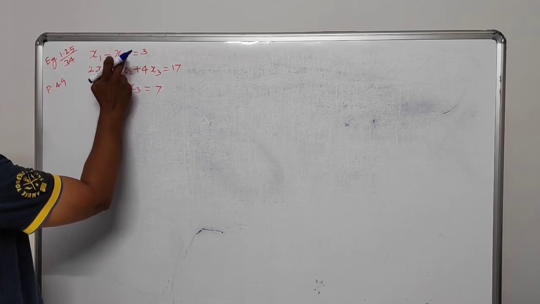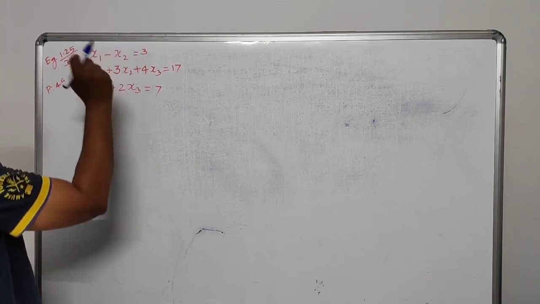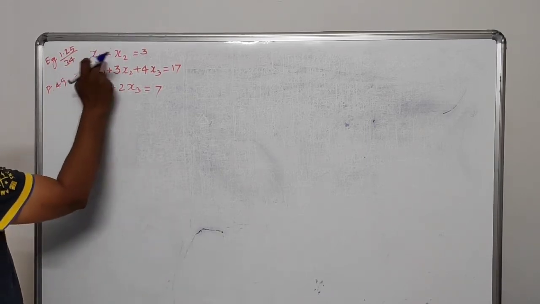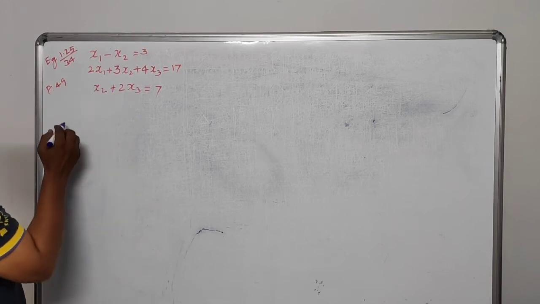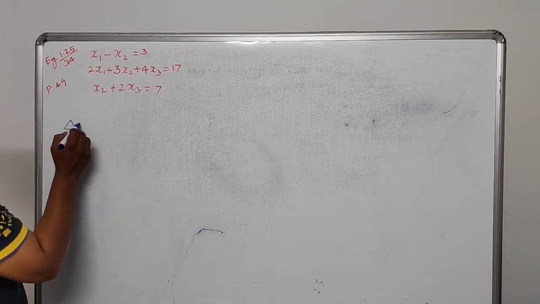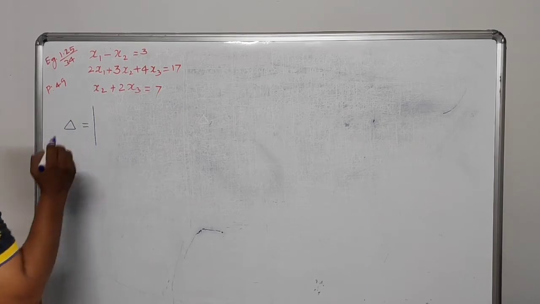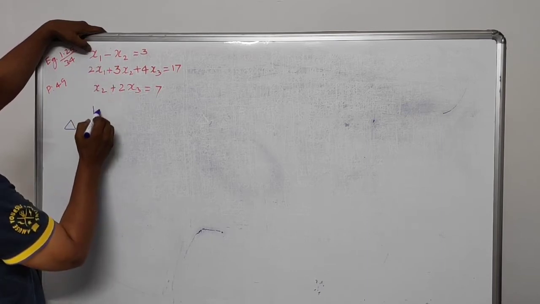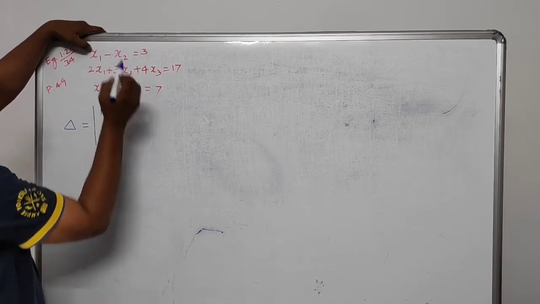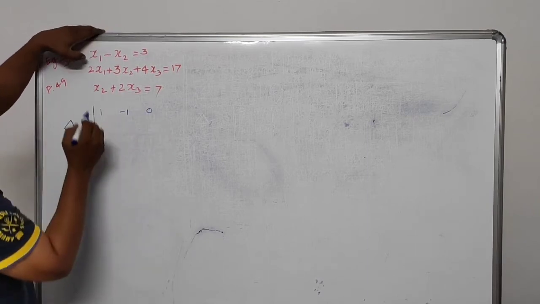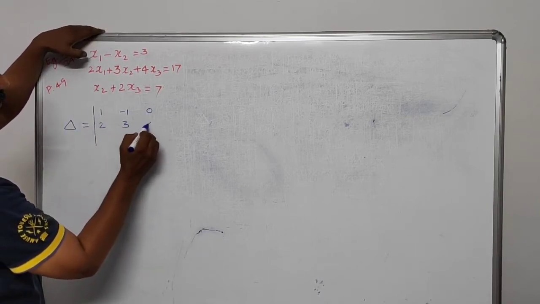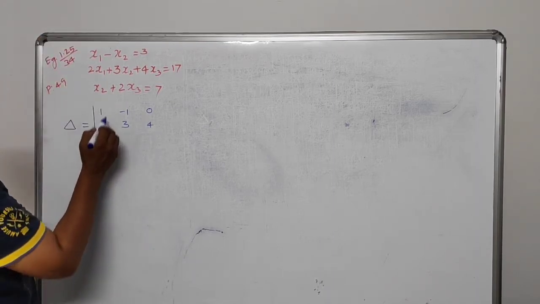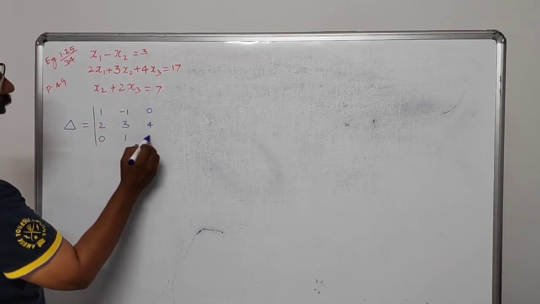But in the first equation, the variable x3 is missing, therefore you can write it as 0x3, and here x1 is missing, therefore you can write 0x1. Therefore these equations can be written in determinant form. Delta is equal to the coefficient determinant. In the first row, the coefficients are 1, minus 1, and since there is no x3, you put 0. Similarly here 2, 3, 4. Then here x1 is missing, so put 0, then 1 for x2, then 2 for x3.